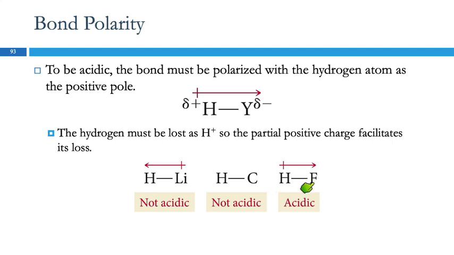Here, HF, the fluorine is more electronegative. And we don't need to know their numbers. All we need to know is that fluorine is the most electronegative. And as you get closer to fluorine, things get more electronegative, right? So here's fluorine, very electronegative, pulls electron density away, leaving this as partially positive. So that can fall off. It's acidic. Any questions yet?